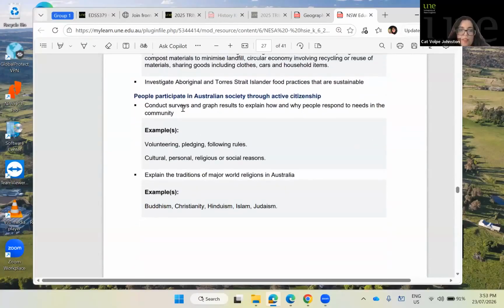Conducting surveys and graph results to explain how and why people respond to the needs of the community. So again, thinking of the skills, those 3 different ones, acquiring, processing, communicating, you can see how the geographical tools are being used in order to be able to proceed through those different skills. Acquiring, conducting surveys, so you're gathering data, and graph results, so turning those survey results into some sort of graph, and then communicating that information and explaining it to the teacher through some sort of product.